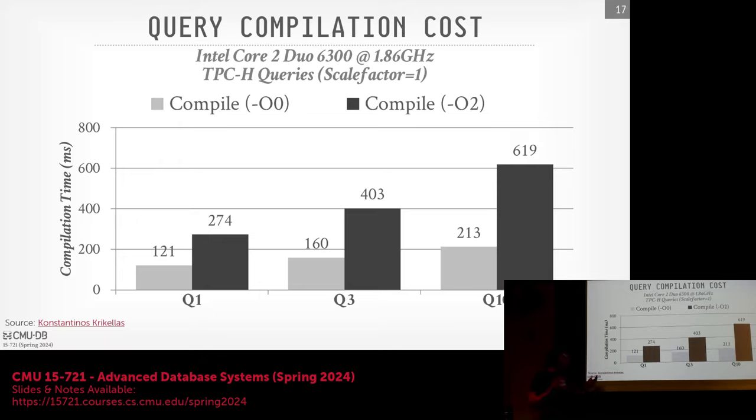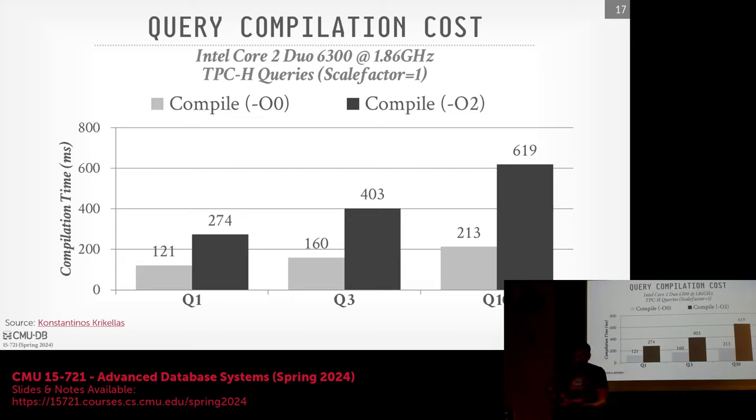right? Again, old hardware back in the day, but it just goes to show that, first of all, you see almost a 3x difference in compilation cost between O0 and O2. But again, now we're talking, for this query here, 600 milliseconds to compile it, right? And for scale factor 1, you can probably run this query in 10 milliseconds, 20 milliseconds.